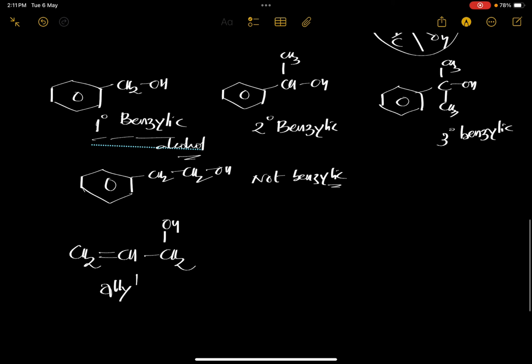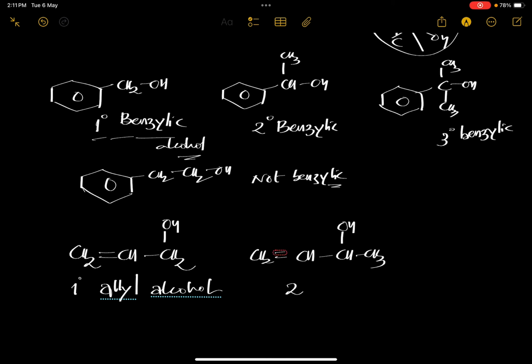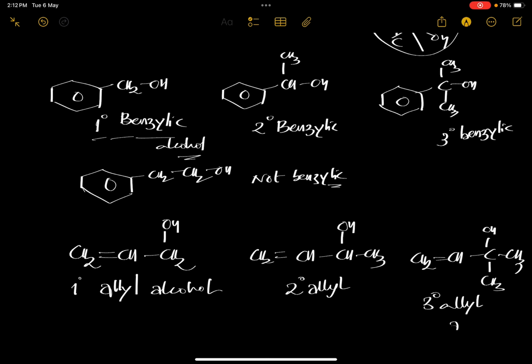Now look at this: CH2 double bond CH CH2OH. If it is there, this is called allyl alcohol. In this, again, it is primary allyl alcohol because it can be secondary also. It is secondary allyl alcohol. CH2 double bond CH, this is tertiary allyl alcohol. Primary allyl alcohol, secondary allyl alcohol, tertiary allyl alcohol are like this.